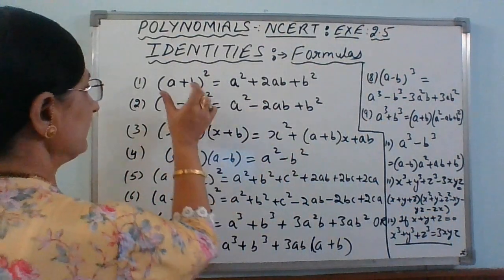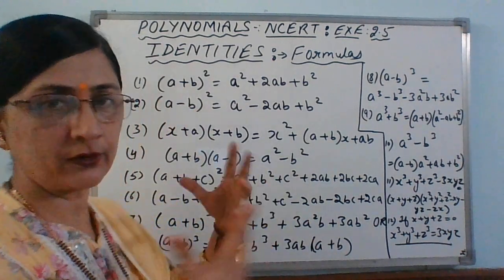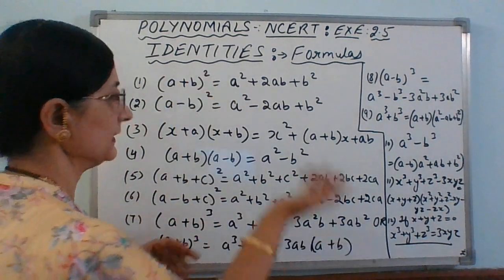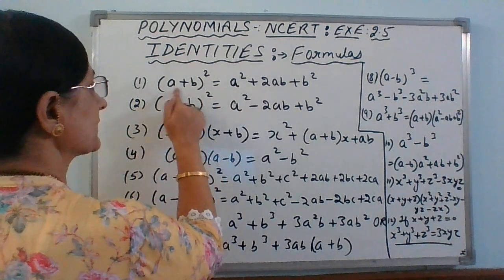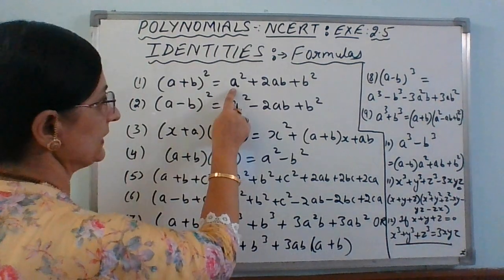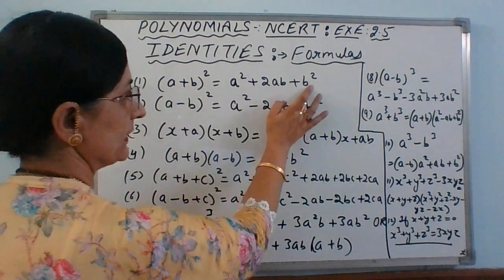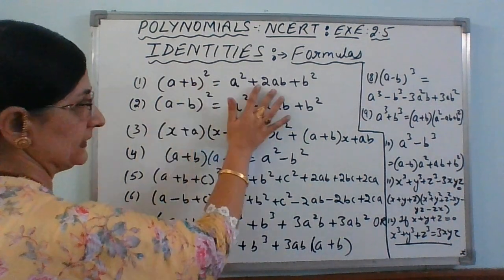Now here, if we have two variables, they can be x also, y also, a or b. I have written in terms of a and b, right? (a + b) whole square or (x + y) whole square. So what is (a + b) whole square? That is equal to a square plus 2ab plus b square. We have to square these terms, and take twice of a and b, right?